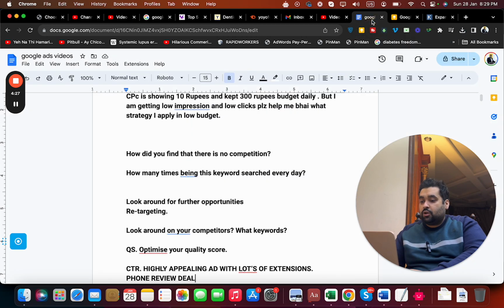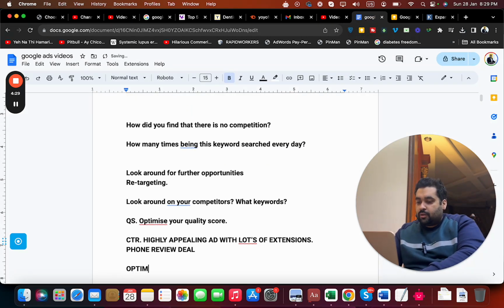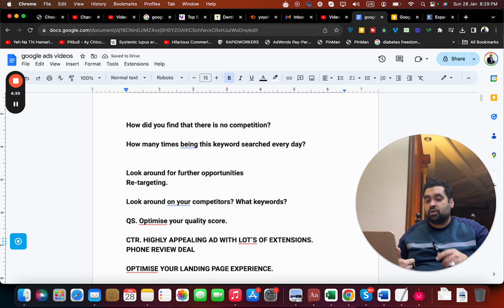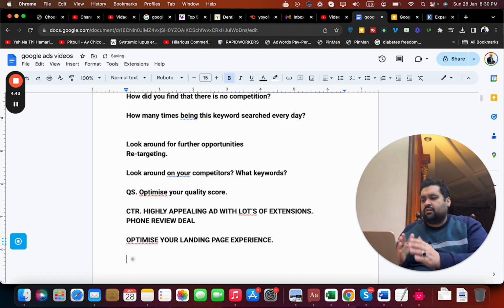Second, you need to optimize your landing page experience. The expectations people have when they click on your ad need to be fulfilled by your landing page, so the landing page needs to match the ad. These are the few things you can do to reduce your cost and get more impressions. I hope this answers your question.